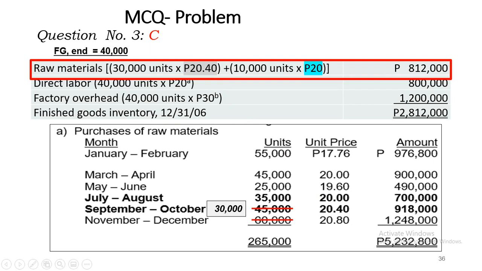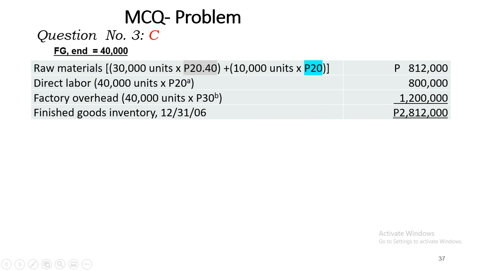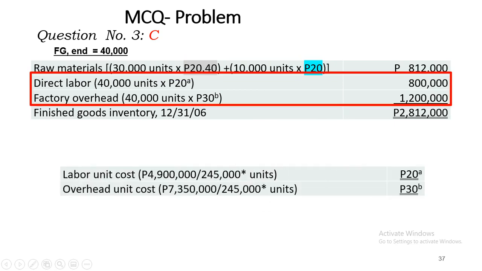And then, take note that finished goods ending is 40,000, so lacking 10,000 units, the basis for which is the July to August purchases, which is at 20. Therefore, the total raw materials is 812,000. And then direct labor and factory overhead are based on the computed labor unit cost and overhead unit cost.